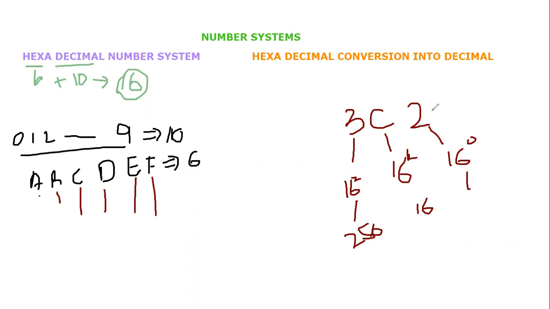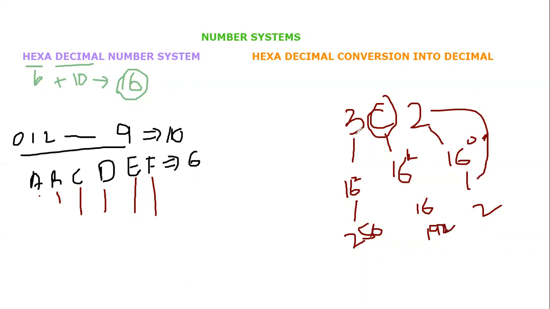So 2 will be multiplied with 1, which equals 2. What is the worth of C? A is 10, B is 11, so C is 12. So 12 will multiply with 16, and the result is 12 times 16, which is 192. I hope you have understood it. How is it calculated? C is the number on the second position, and the worth of the second position is 16. So the number is multiplied with its worth. C's value is 12, and 12 times 16 becomes 192, right?